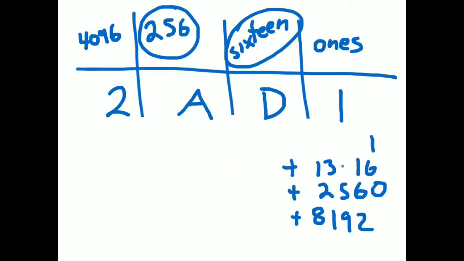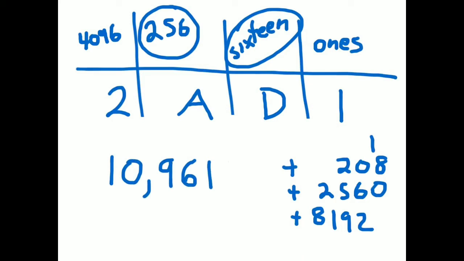So we'll go ahead and multiply 13 times 16, and we will get 208. And then all we have to do is add these values together, and we'll get 10,961.